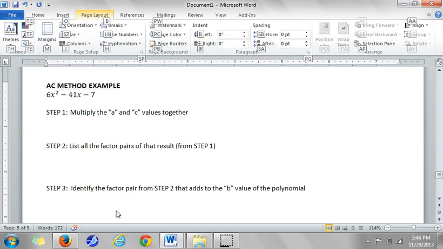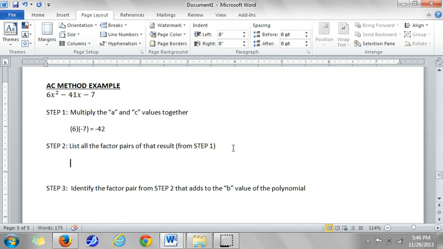Okay, let's try this example. 6x squared minus 41x minus 7. This is still a quadratic trinomial, and the a value is not 1, so the AC method would be an appropriate approach to trying to factor it. I copy and pasted these steps from above because we're still going to take the same steps. So we'll start by multiplying the a and c values together, which would be 6 times negative 7, and that would give me negative 42.